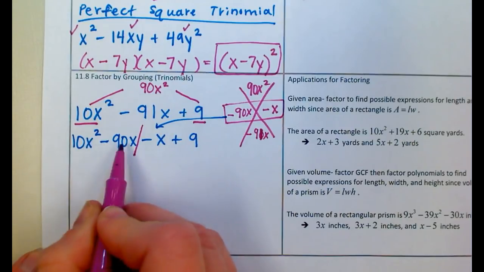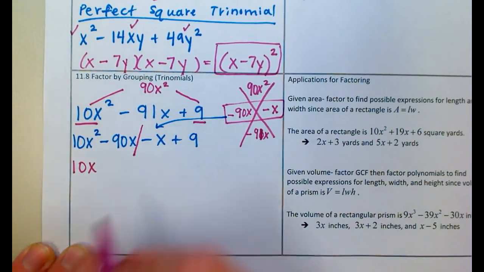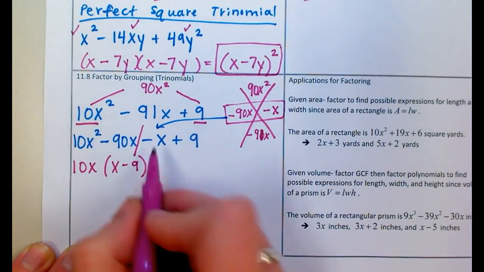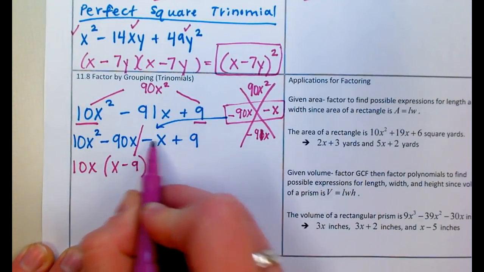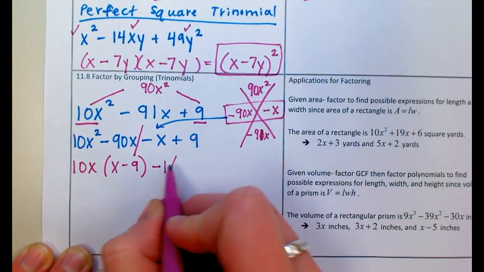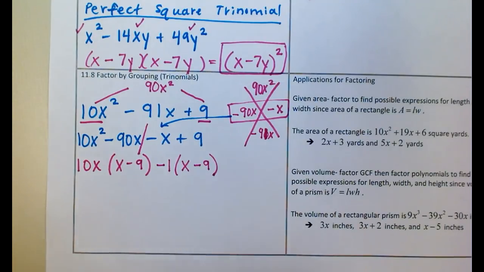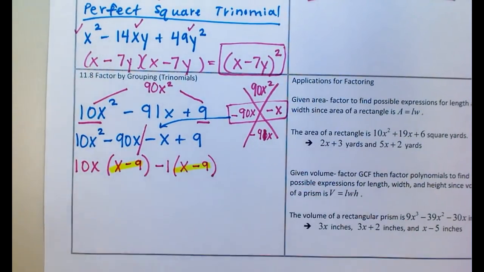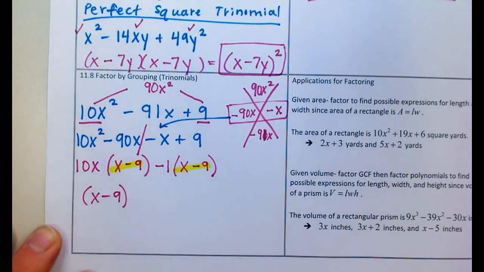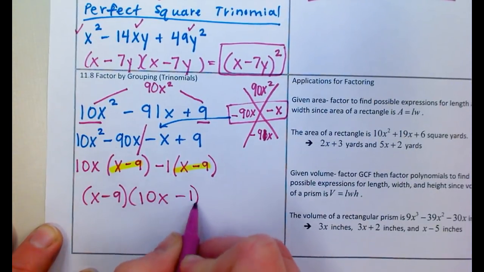Between 10x squared and negative 90x, we have 10x in common, leaving behind x minus 9. This one is already similar with the numbers, but the signs are opposites. So I do need a negative 1, leaving behind x minus 9. Once again, we want these to match up, and that will be the first part I factor out. And the second part is what's left over, 10x and a negative 1.